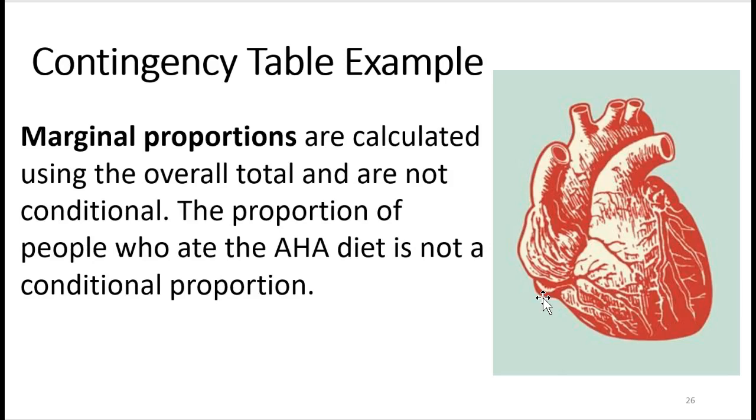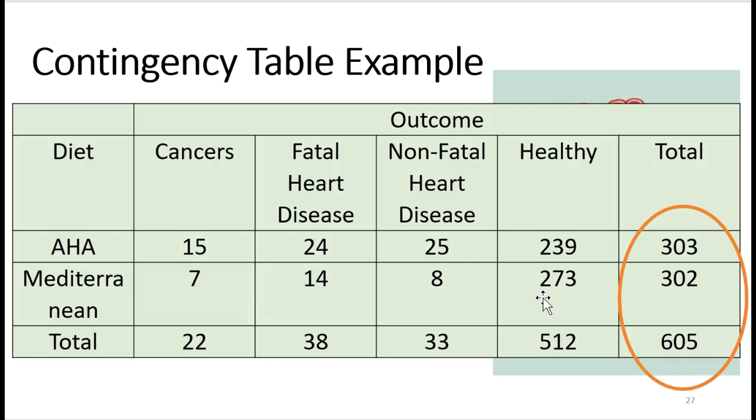Marginal proportions are calculated using the overall total and are not conditional. The proportion of people who ate the AHA diet is not a conditional proportion. So for example, we could look at the right-hand total here. Notice this has nothing to do with health outcome. It's only looking at the information on diet. And we could see that if we were interested in the proportion of people eating the AHA diet, we would have 303 divided by 605.